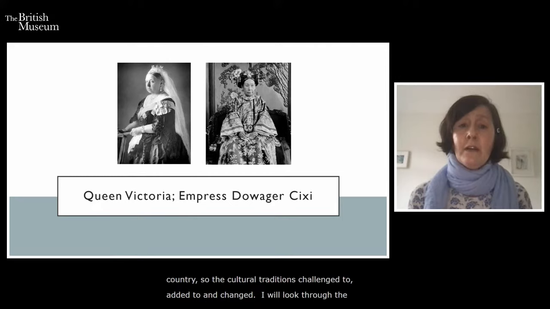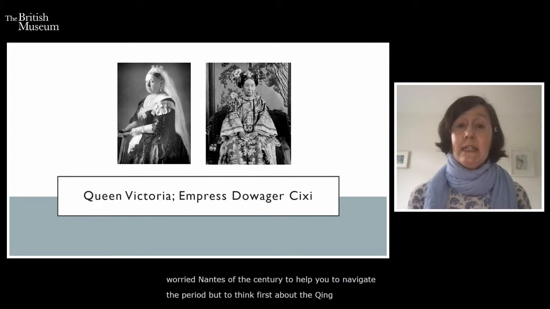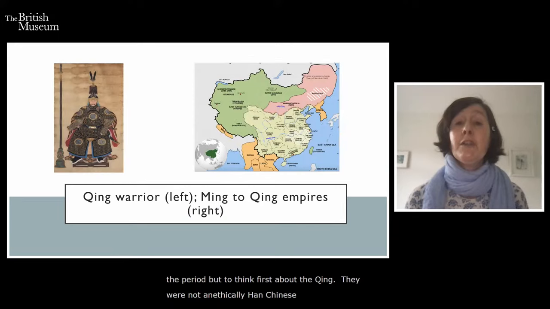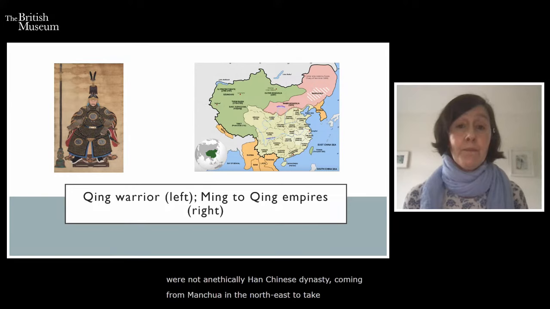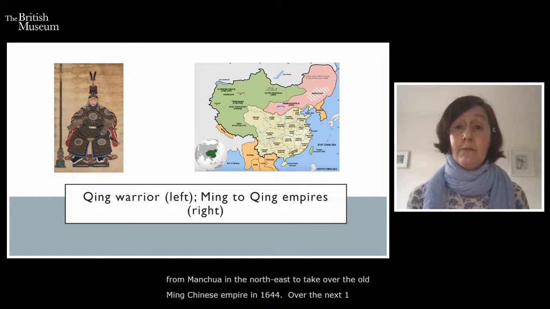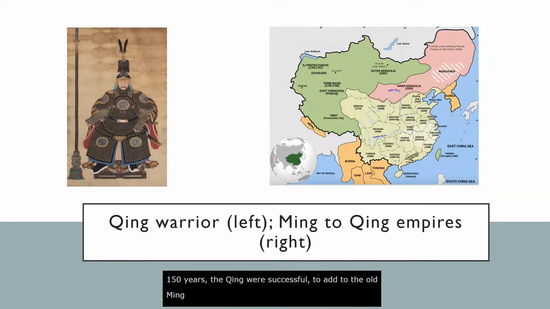The Qing were not an ethnically Han Chinese dynasty. They originated from a tribe of warriors, hunters and traders from Manchuria in the northeast and took over the old Ming Chinese Empire in 1644. Over the next 100 or 150 years, the Qing were spectacularly successful. They added to the old Ming Chinese Empire what's now Inner Mongolia, Xinjiang. They gained political domination over Tibet.